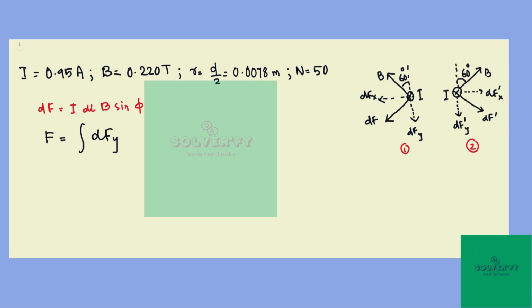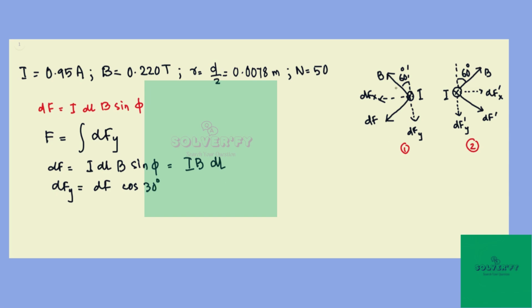Now let's calculate that. So dF, which is the net force for, let's say, short segment one, is equal to I times dl times B sin phi, as I wrote here, and phi is 90 degrees because current and magnetic field are perpendicular. So this will just be equal to I times B times dl. So dFy will be equal to dF times cos 30 degrees. So this is 60 degrees.